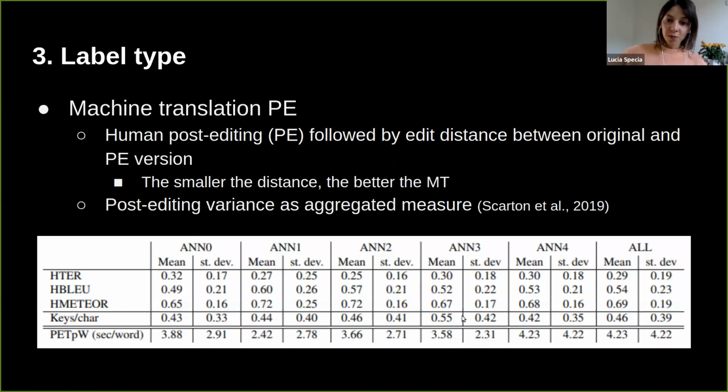So let me just go through some of these tasks and talk a little bit about how we measured agreement there, if at all. The first one is the one that I said is probably the least complex to measure agreement on, even though it's still fairly complex. We have humans post-editing machine translation, and the metric here is measuring the edit distance between the original and the post-edited version. The assumption is that the smaller this distance, the better the machine translation.